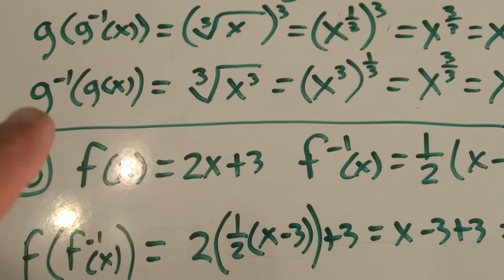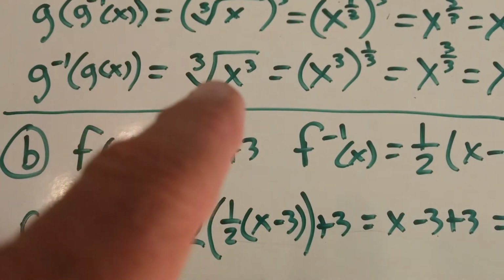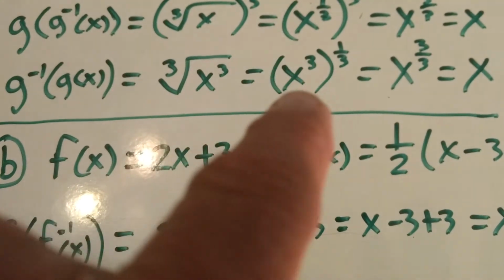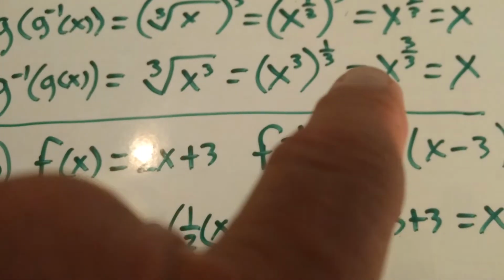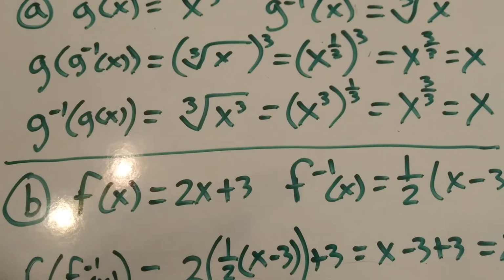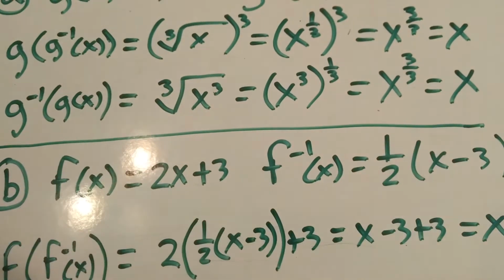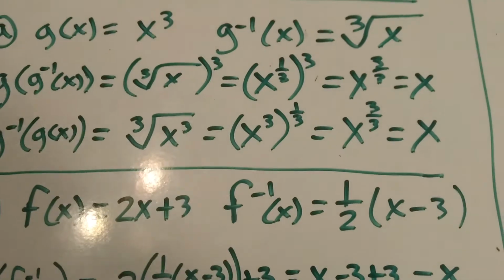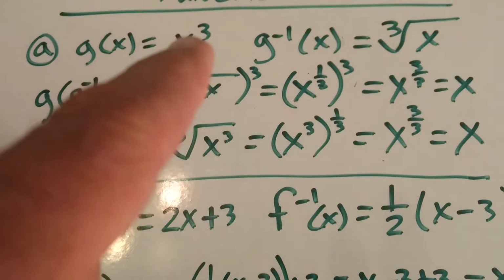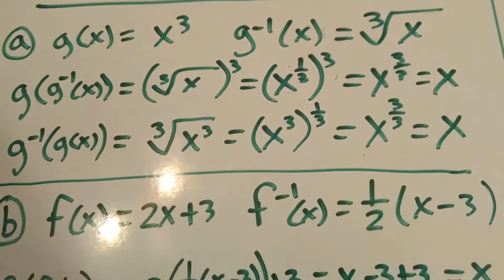Then we do g to the negative 1 of g of x, which is cube root of x cubed, same mathematical reasoning, x cubed raised to the 1/3 power. These multiply, give me x to the 3/3, which gives me x. So anytime I stick one function into another and then reverse it, and I get x, x, it's mathematical proof that the two functions are inverses of each other. Meaning that if this ordered pair were x, y, this ordered pair would be y, x.